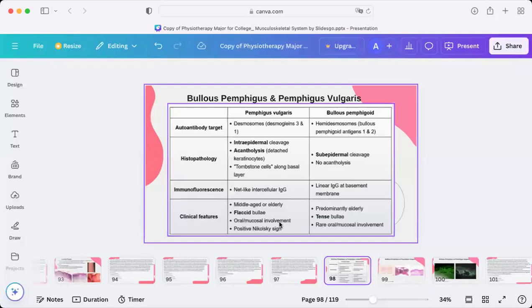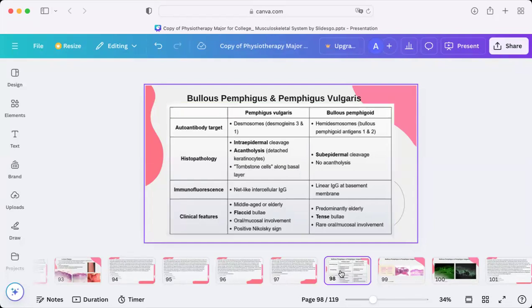Plus, I think of someone vulgar as someone who's very sensitive and easy to rupture. So I think of the bullae as easy to rupture because as soon as you touch it, it can rupture, okay? And that's why it has the positive Nikolsky sign. Bullous pemphigus is tense. No matter how hard you press it, it's not going to rupture on its own, okay? And usually there's no oral involvement, and it's mainly in the elderly, okay?